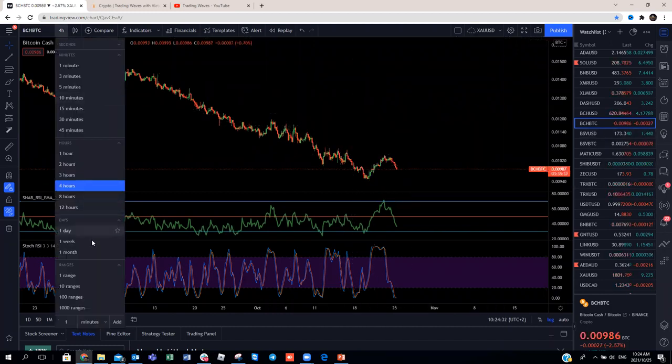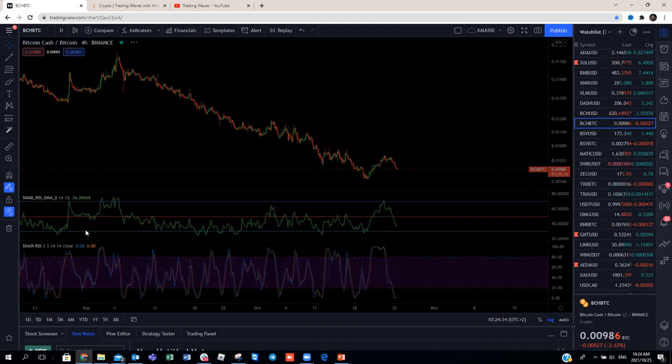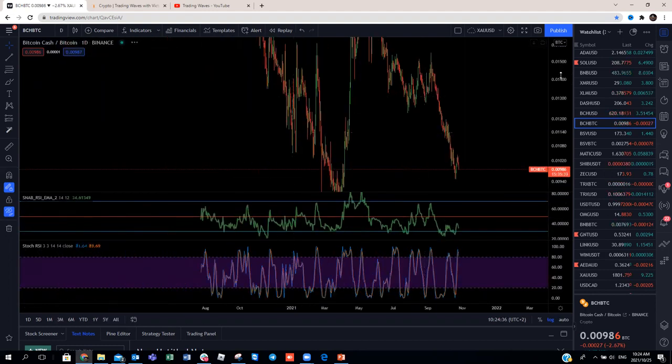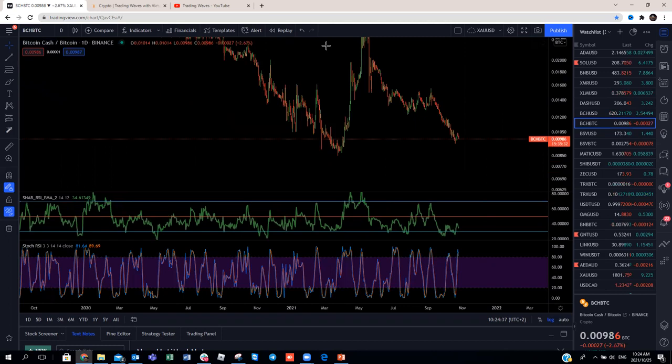You can look at these charts in the long term as well. If you look at the daily, that projected downside is projected to get to around this level. Only around this level will you expect any bounce from Bitcoin Cash against Bitcoin. So these ratios are very important. Let's see here if I've got other ratios that we can look at.